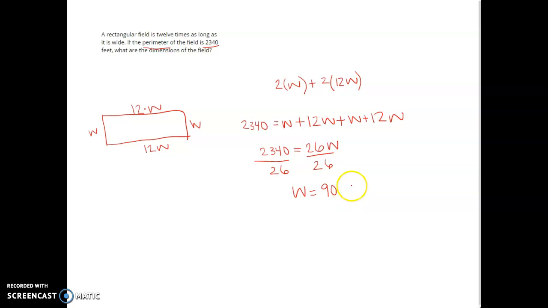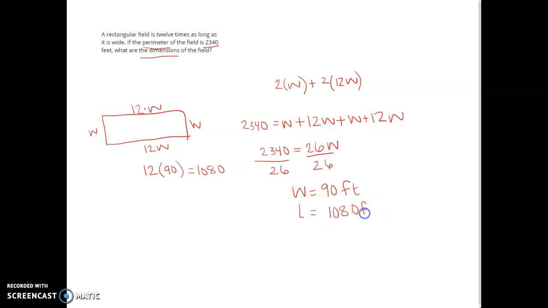Okay, now it can be tempting to quit at this point. We found 90 feet is the width, but notice it says what are the dimensions. It wants both of them. So if the width is 90, how can we figure out the length? Well, we learned at the beginning the length is just 12W, so we can just do 12 times 90. And we're going to get 1080. So our length then will be 1080.